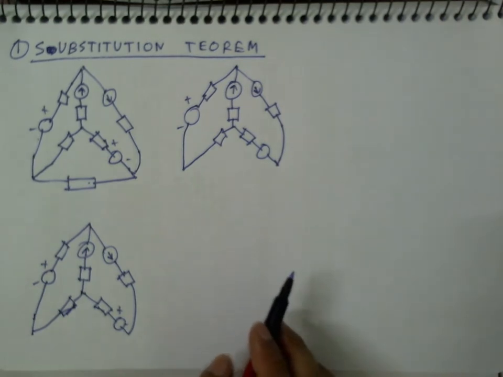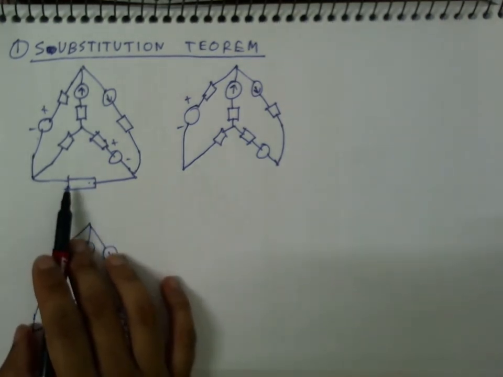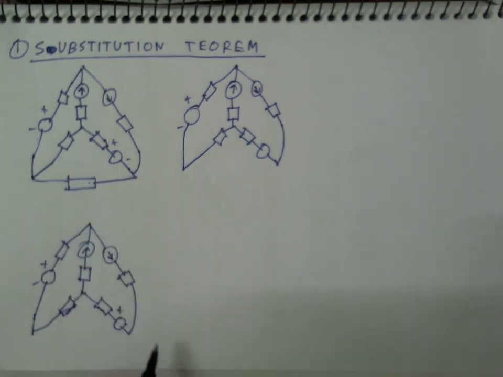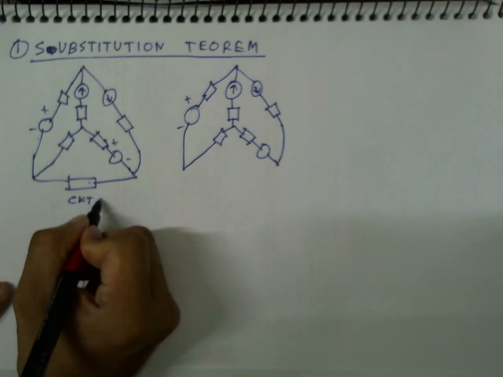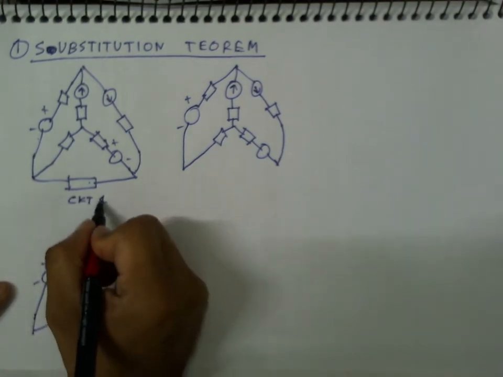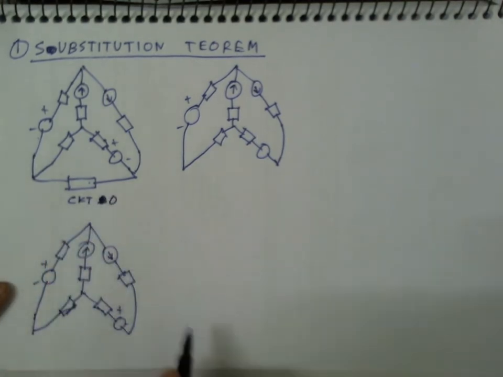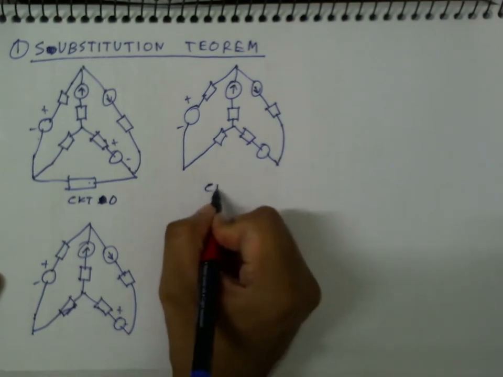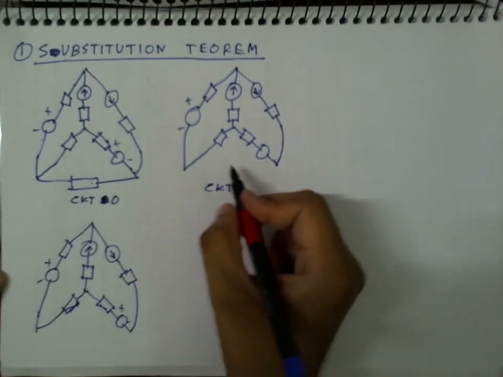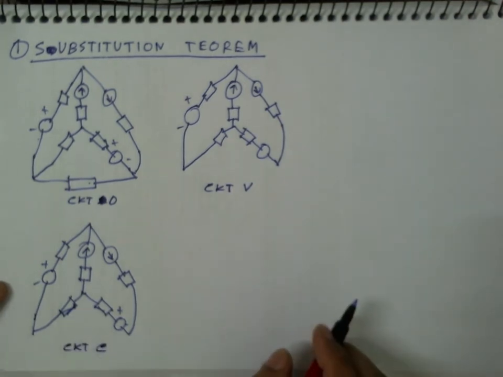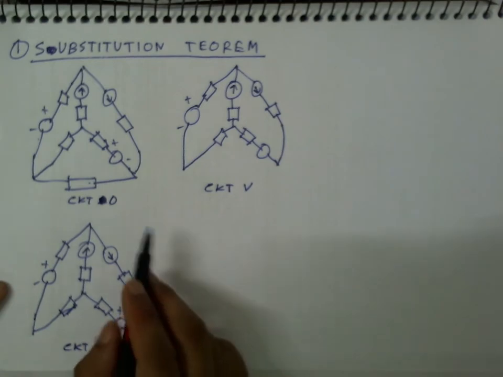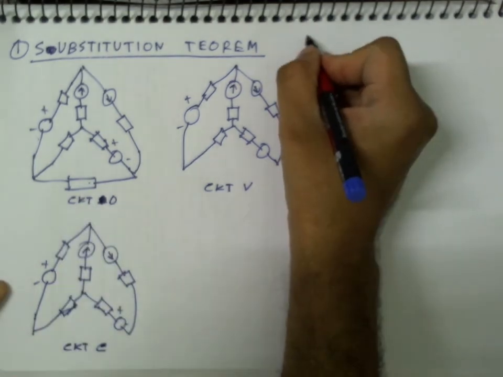And any branch is fine. I'm just choosing this branch to do something funny. Now what I will do, before that I will name them. Let me call the original circuit 0, 0 for original. Then I'll call this one circuit V, and this I will call circuit C. Okay, what I will do is this.